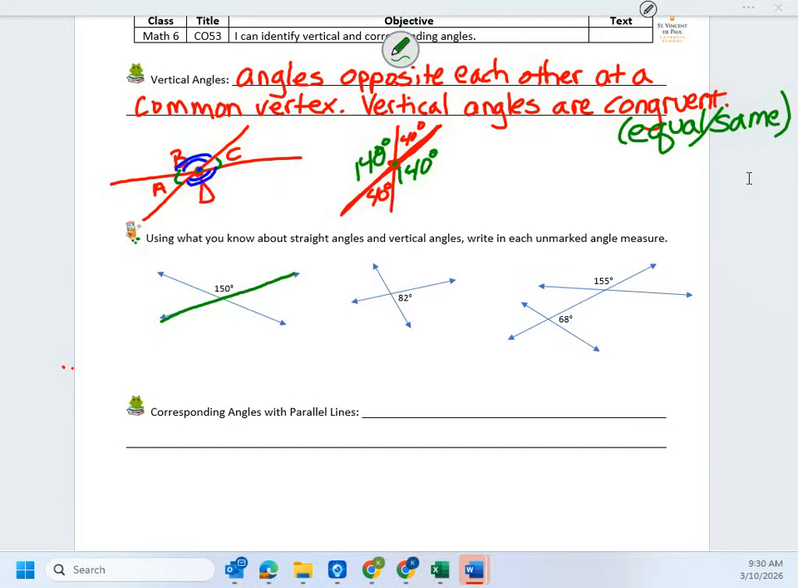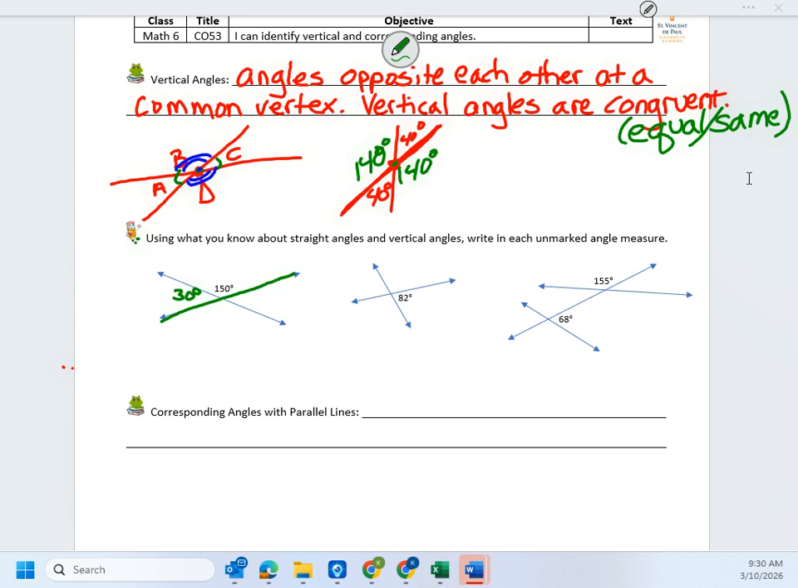So if we know this is 180 degrees and one of its angles is 150, can we find its other angle? What would it be? Alex? 30. How did you get that, Alex? Because 180 minus 150, we don't want to go negative. 180 degrees, straight line. Take away the 150 that we know and we're left with 30 degrees.